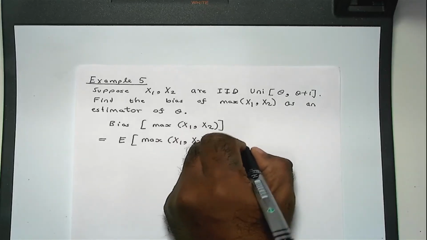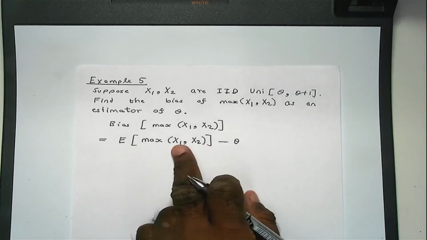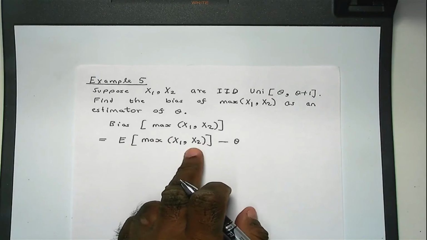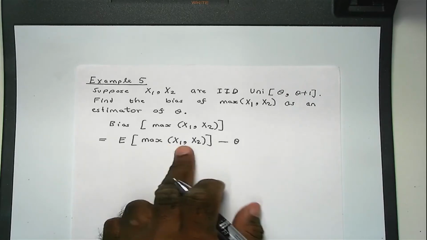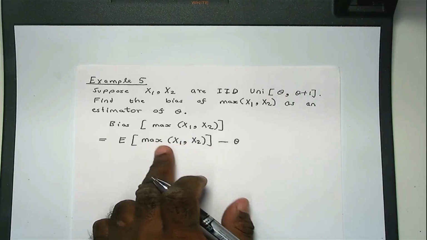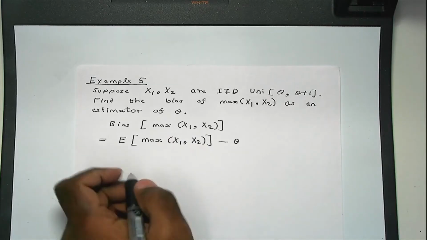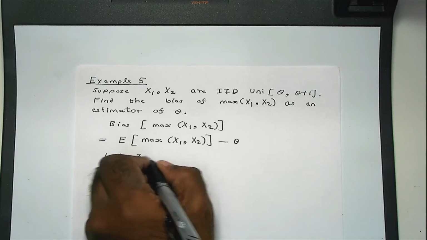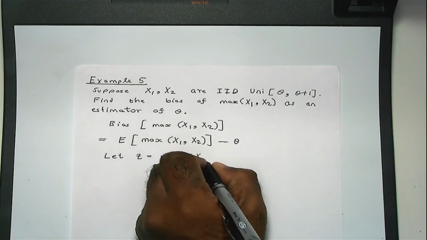Okay, this is the definition of bias. Now to find the expectation of this, you can't just take the expectation inside. That's not allowed. Alright? So the first thing you need to do is to find the distribution of the maximum of x1 and x2. So that's what I'm going to do. So I'm going to let Z denote the max of x1, x2.